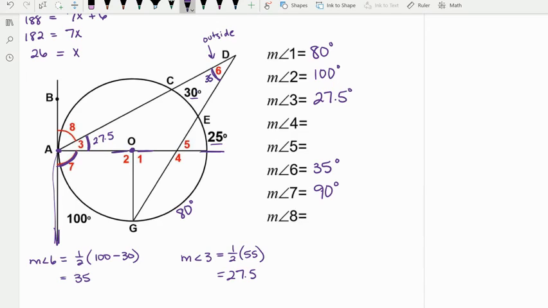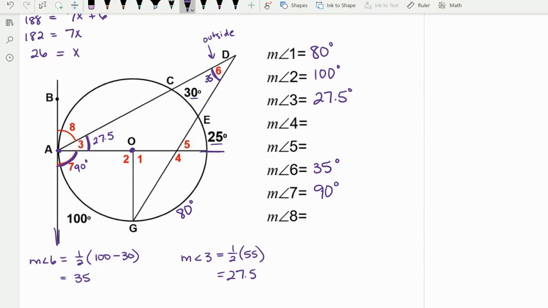The eraser's being slow here. I'm just trying to erase the extra lines, but it's not erasing. Okay. All right, so then if I know that that is 180, oops, nope, sorry, not 180. I wrote the wrong number. That should be 90. There we go. That's 90 degrees.